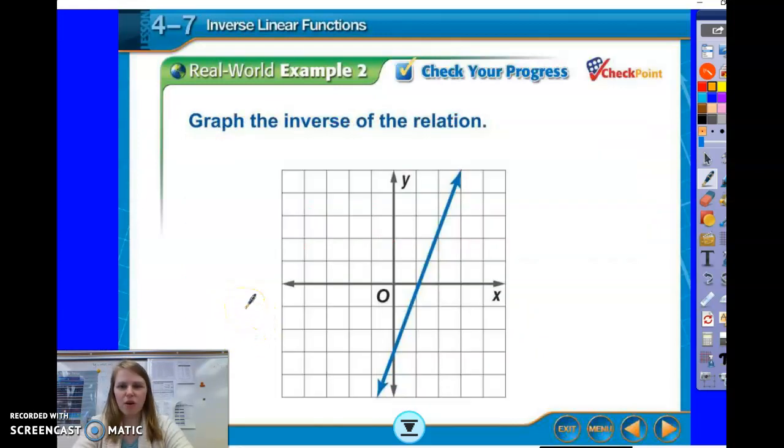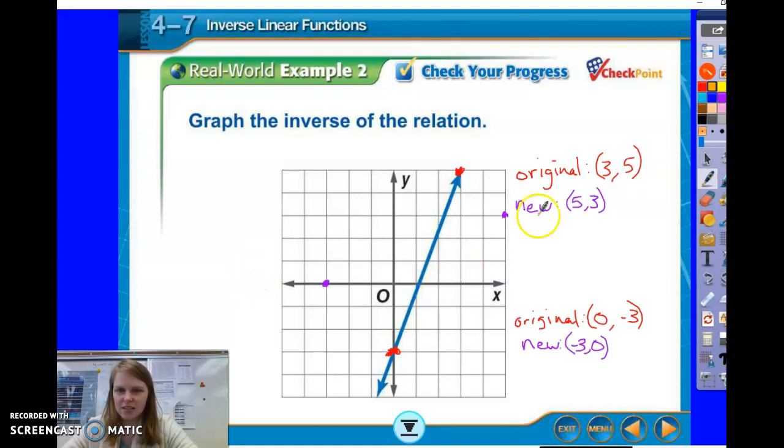So check your progress. Try this out. Graph the inverse of the relation. So pause right here and see what you can do. It would be a good idea to grab some graph paper and test it out. Draw it on a sheet of paper and see if you got it. When you're ready, hit play.